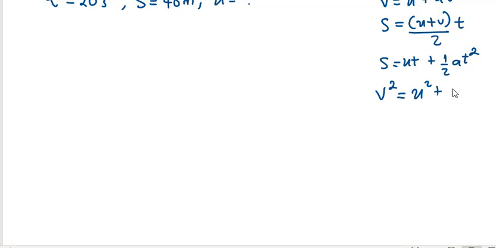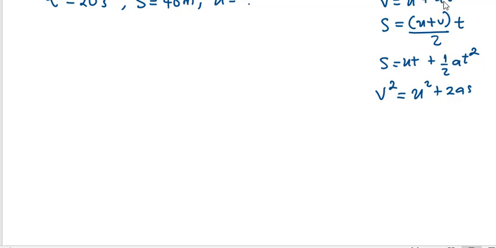U squared plus 2as. So if you can do this, you will definitely master the formula without cramming it. This is how it works for me personally. Okay, now I am solving for what? Initial velocity, right? So I think virtually all the formulas have initial velocity, right?